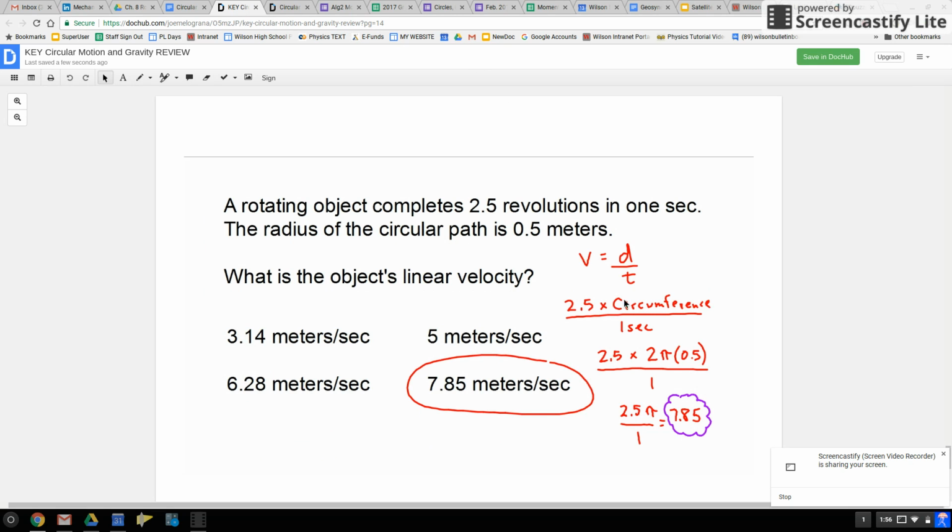We basically have to find the ratio of distance covered to time. In this case, we rotate around the circle 2.5 times, so that would be 2.5 times our circumference in exactly 1 second. If our radius is a half a meter, 2 pi times r is our circumference. Notice we would just get pi times 2.5, and that is roughly 7.85 meters per second.